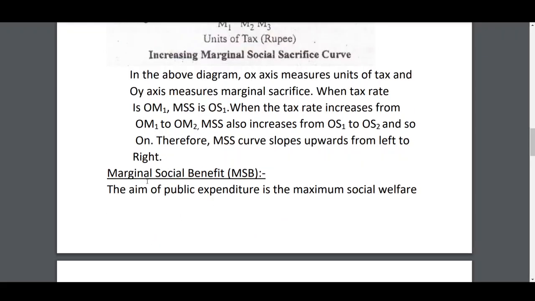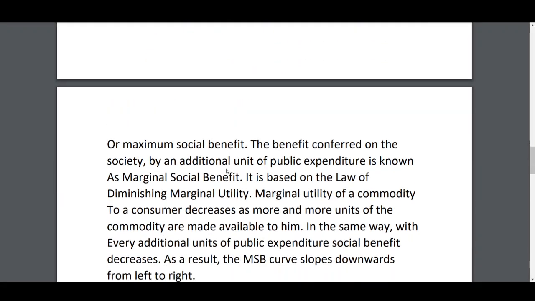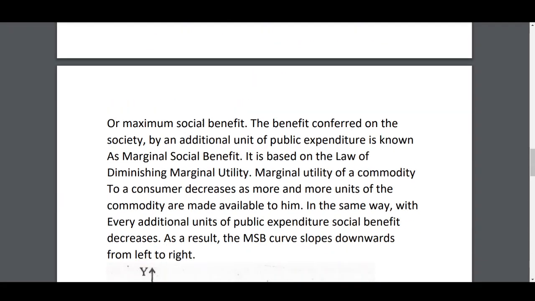Now, the second concept is marginal social benefit, that is MSB. And the aim of public expenditure is what? Maximum social welfare, or we can say maximum social benefit. Whenever the government is spending lots of money, the aim of the government is to increase the welfare of the public. The benefit conferred on society by an additional unit of public expenditure is known as marginal social benefit.